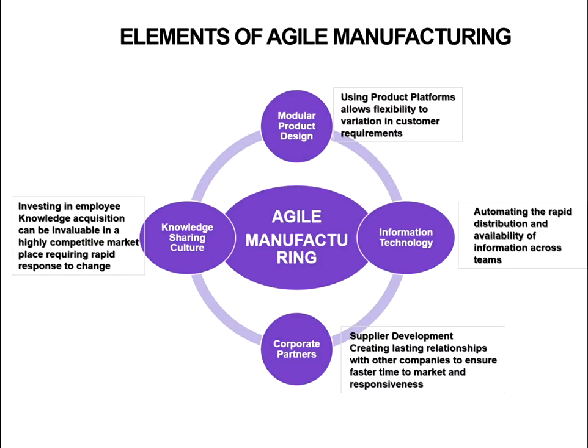So elements of agile manufacturing might be modular production design, lots of information technology, corporate partnerships as well, that's supplying us with information or products, and knowledge sharing.